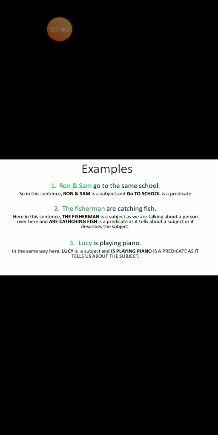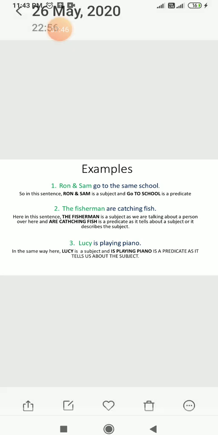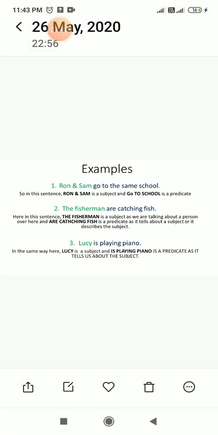Now, the fishermen are catching fish. The same example we took before. The fishermen are catching fish. Here in this sentence, the fishermen is a subject as we are talking about a person. And are catching fish is a predicate as it tells about the subject or it describes the subject.